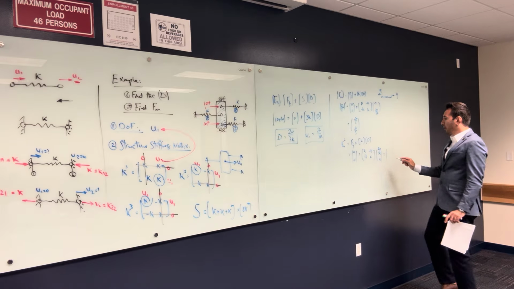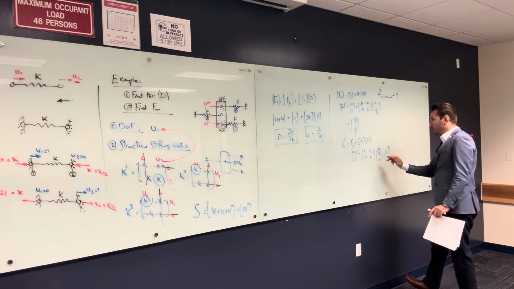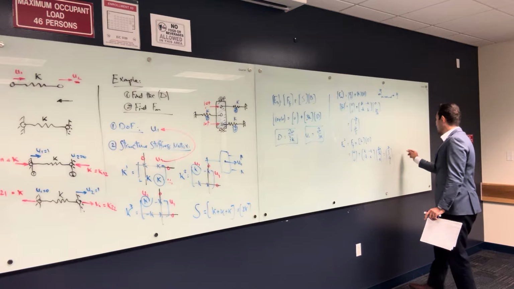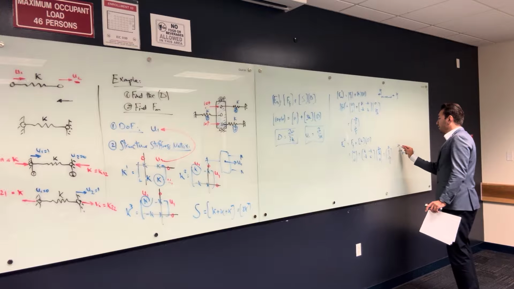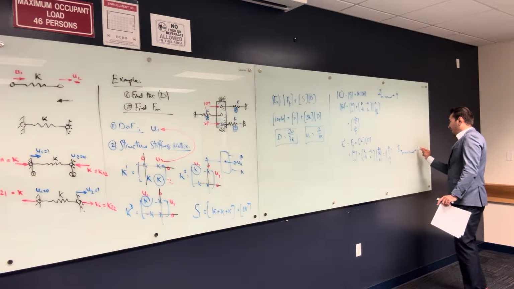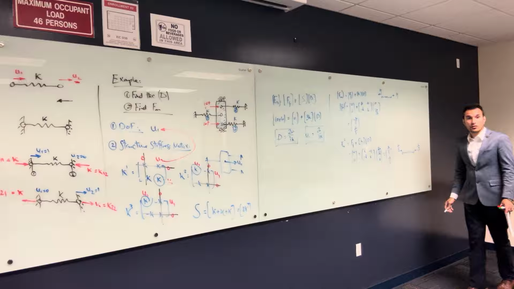So K multiplied by 20 over 3, and this one is going to have negative 20 over 3. So once you put the forces on this spring, you are going to have positive 20 over 3, and on this one you are going to have a reaction of 20 over 3.